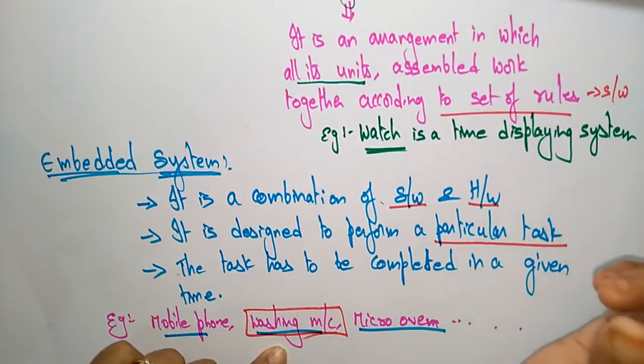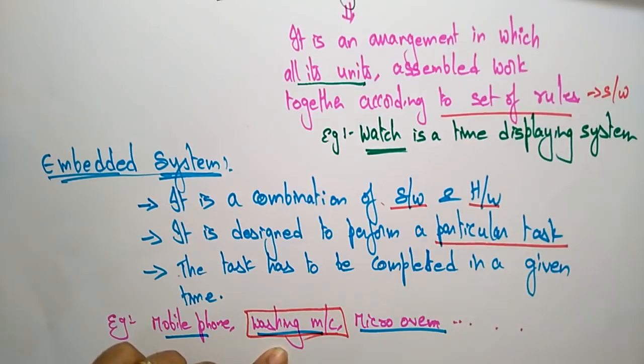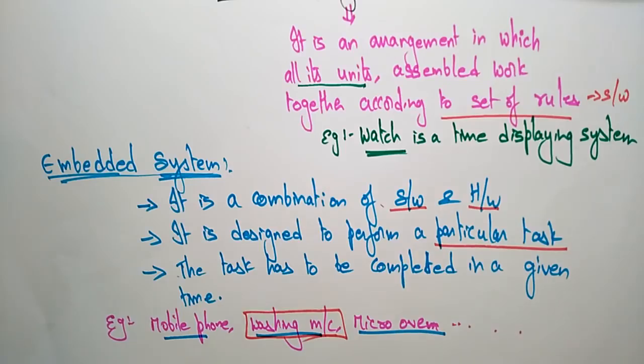A time is set for the washing machine to wash the clothes. It's 1 hour, 55 minutes or 30 minutes. If you are putting quick wash, it has to complete in 30 minutes. So whatever the task that has been taken, that has to be completed in a given time. Okay, so that is a washing machine.